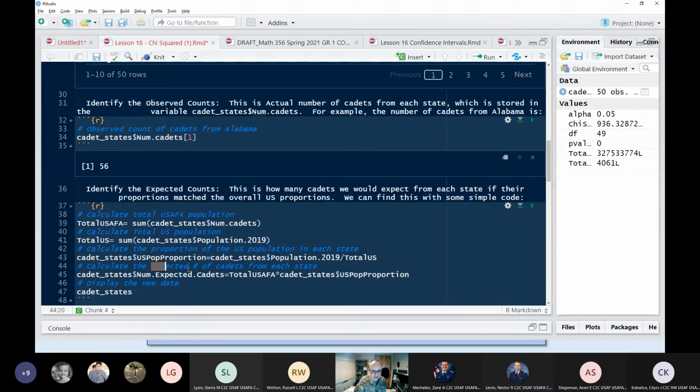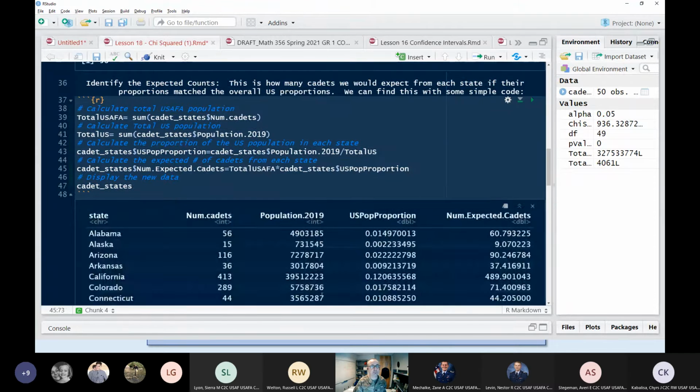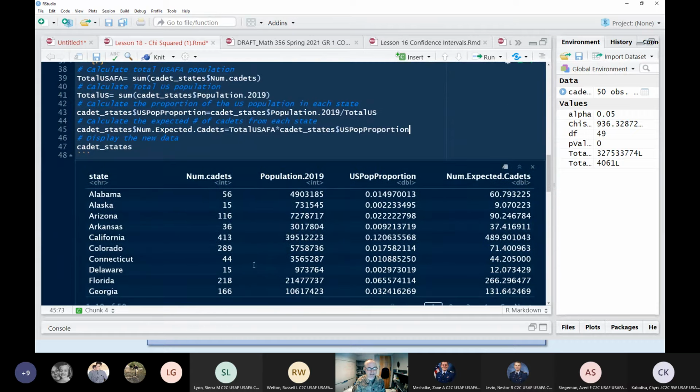Then here's the thing. I did all of this basically just so I could get this, right? The number of expected cadets. And so the way I'm going to do that is I'm going to create a new variable for each state saying the number of expected cadets is, I'm going to set that equal to the total USAFA population times what I just calculated as what should be the proportion of that, right? So if I run all of that code and then output my new data set, it looks like this, right?